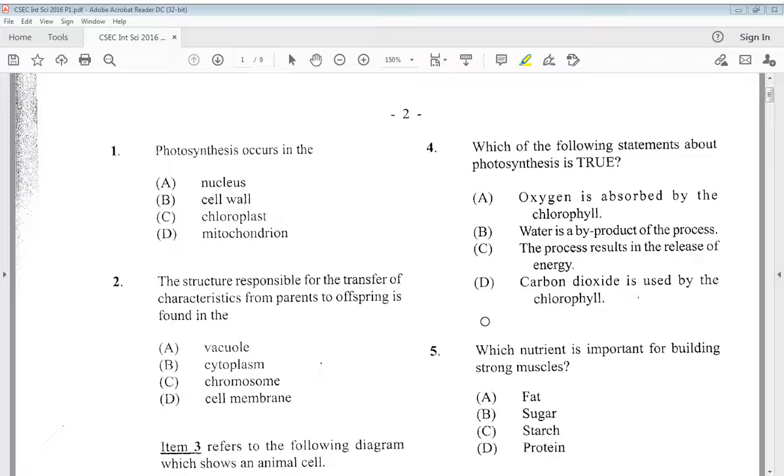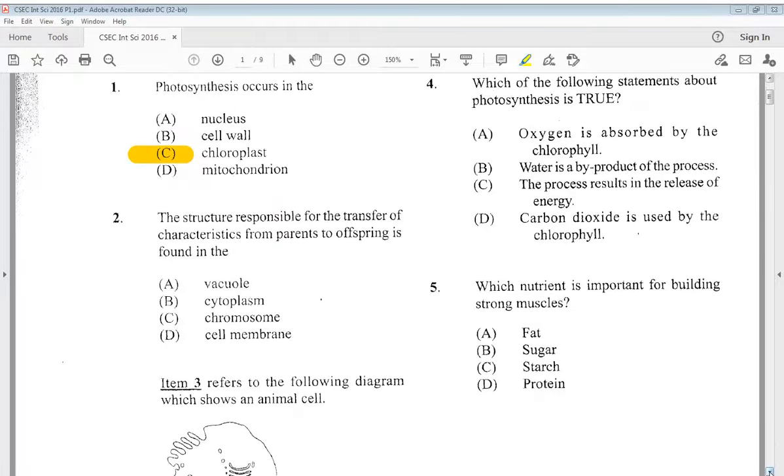So remember, this is going to be part 1, so you have to subscribe to know when part 2 is coming out. Let's go. The first question says, photosynthesis occurs in the A, nucleus, B, cell wall, C, chloroplast, D, mitochondrion. Well, we know that photosynthesis occurs in C, chloroplast.